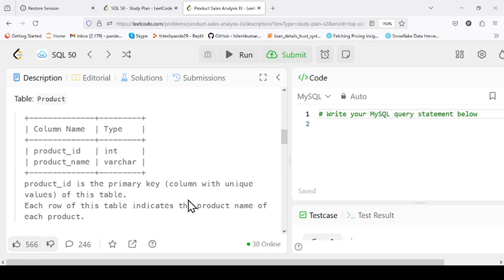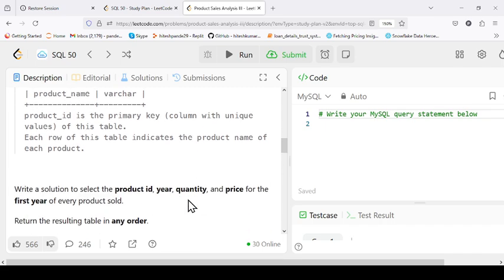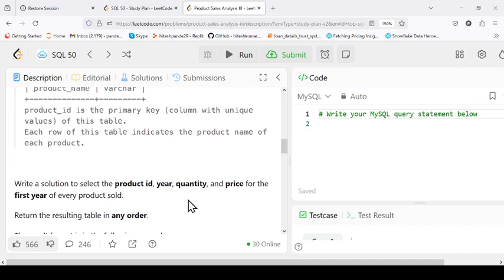The second table schema is product, where we have two columns, product ID and product name. Product ID is of integer type, and product name is of varchar type. Product ID is the primary key column with a unique value. Each row of this table indicates the product name of each product. So basically two tables are given to us, sales and product.